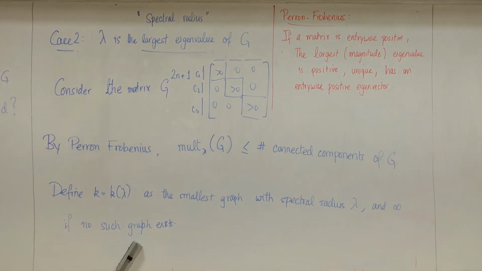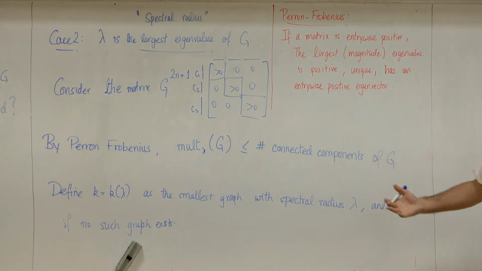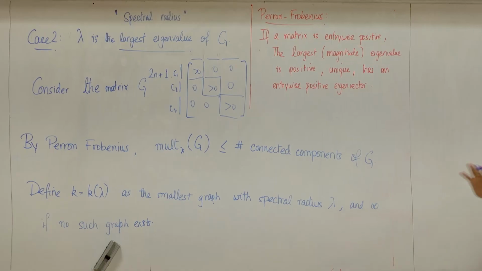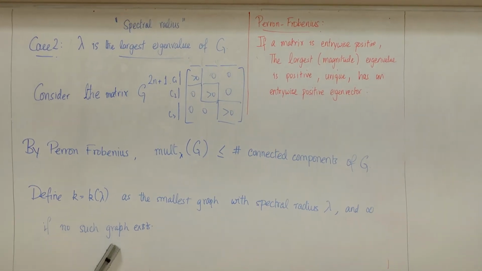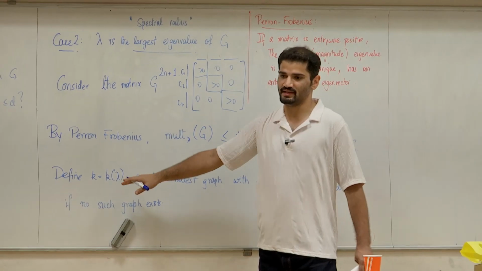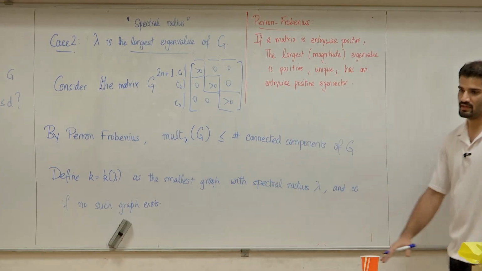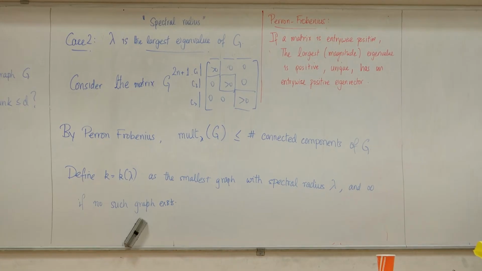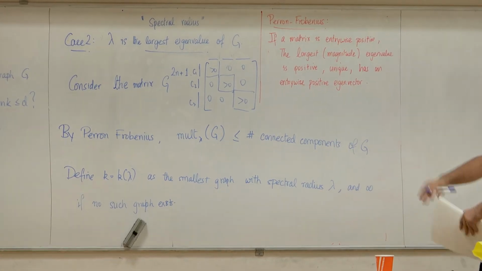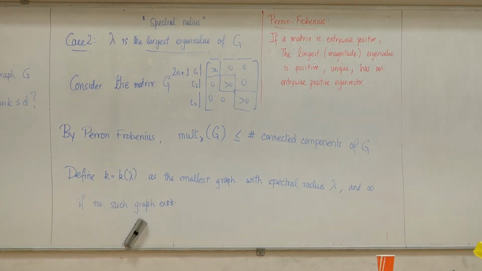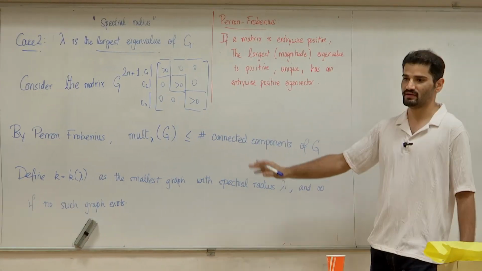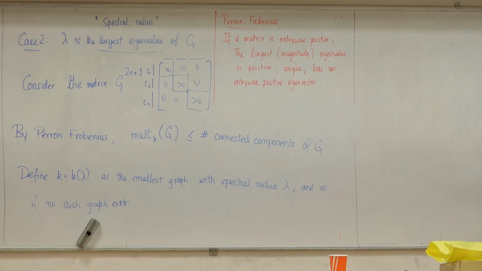I have a value lambda, it's a real number. Either there is a graph that has spectral radius, which is the largest eigenvalue, exactly lambda, or not. If there is one, the smallest such graph has size k, that is my value k. If there is none, then k is infinity. I'm going over all possible graphs, checking what their spectral radius is. If it's lambda, then I say, Eureka, and then it's k.